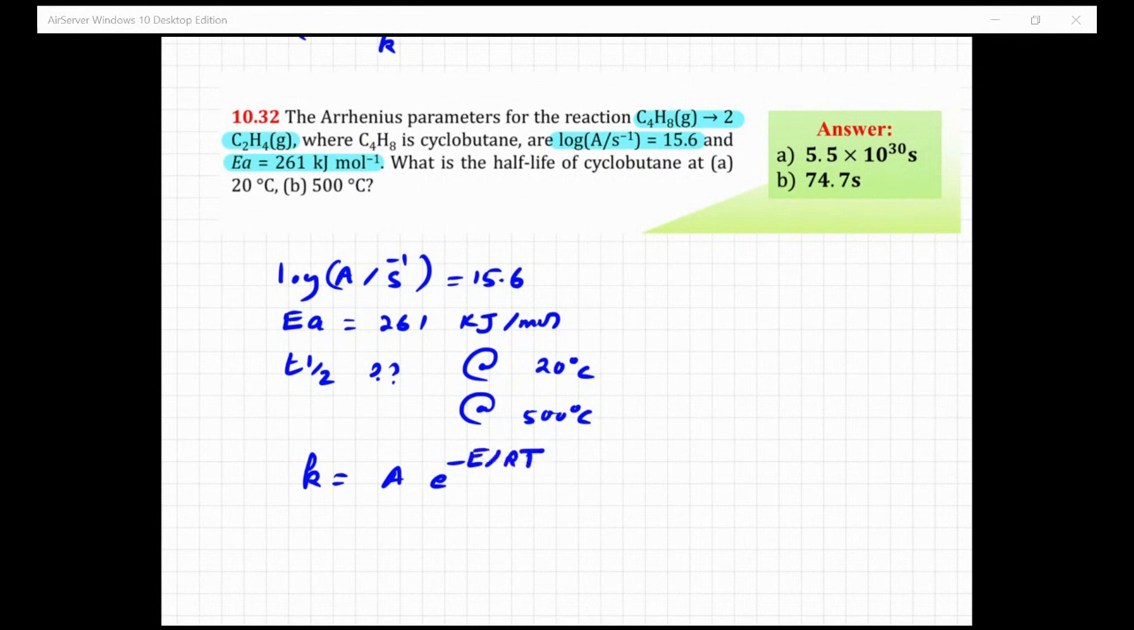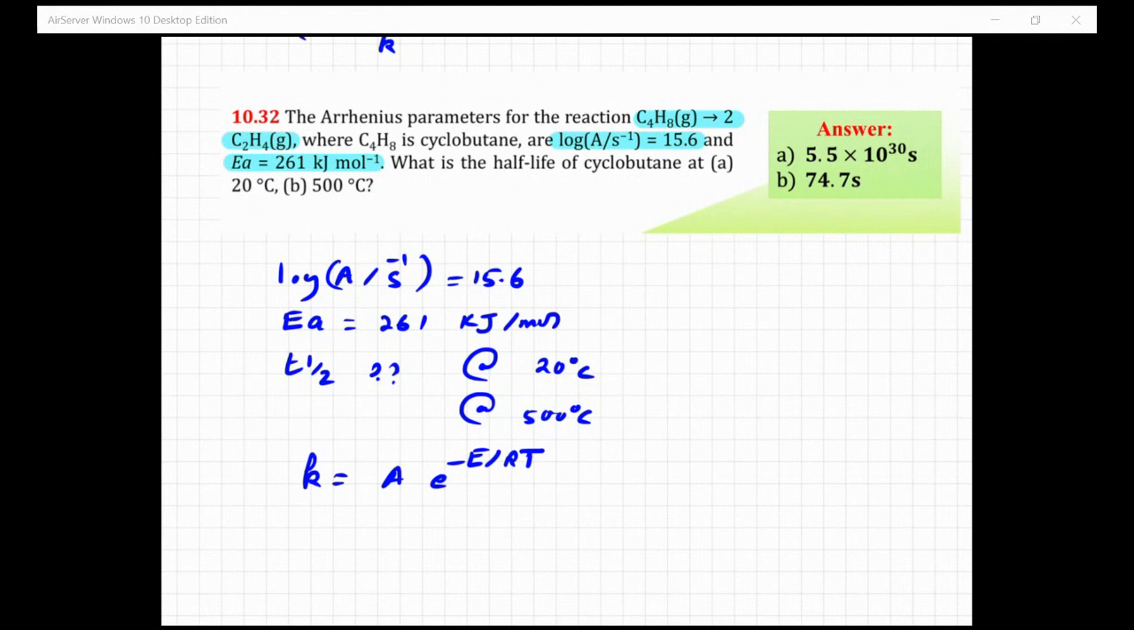What do I want to calculate? I want to calculate T half. How do I calculate it? I don't have a table, I cannot plot. What is the idea here? What do you think? I want to calculate the T half at two different temperatures. What information do I have about this reaction? Find k using the Arrhenius parameters.